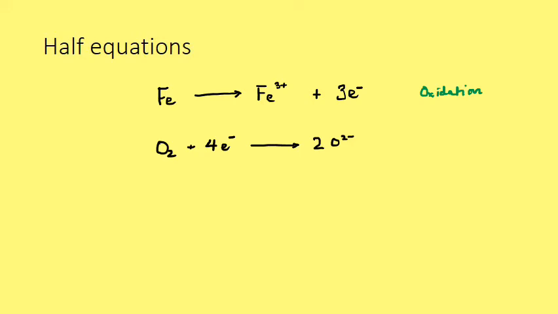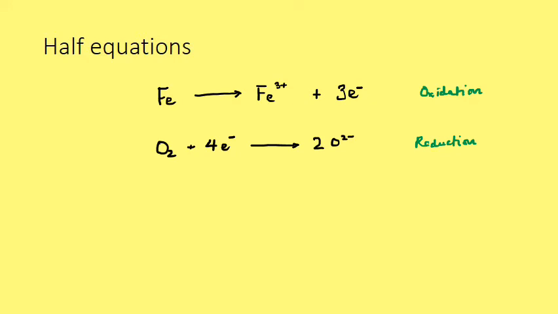So the oxygen has gained electrons, and that means it's reduction. It's been reduced, and this is a reduction reaction. So let's just write in reduction here. Alright, so these are the 2 half equations for the redox reaction that is iron rusting into iron oxide.